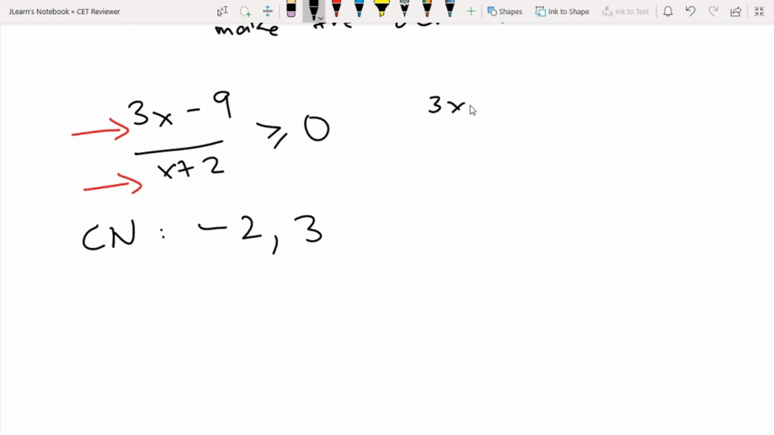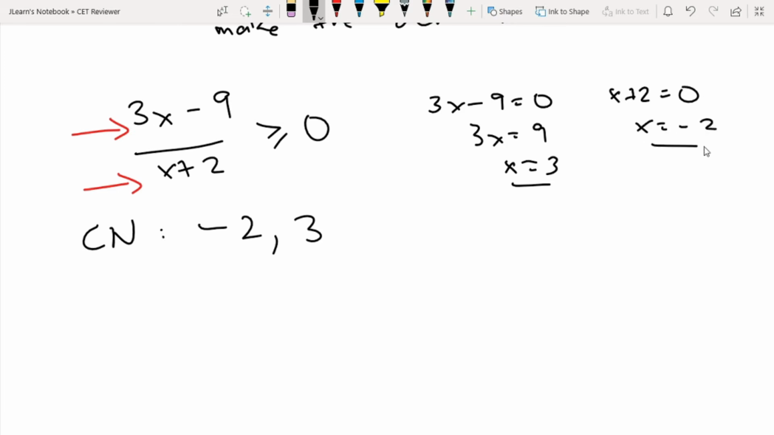So, let's say 3x minus 9 is equal to 0, 3x is equal to 9, x is equal to 3. So, yan na yung critical number. Then, x plus 2 is equal to 0, x is equal to negative 2. And yan na yung critical number. Okay? So, ngayon, ang gawin na lang natin is that gamitin natin yung tutunan natin sa quadratic inequalities. Gamitin natin yung interval method.